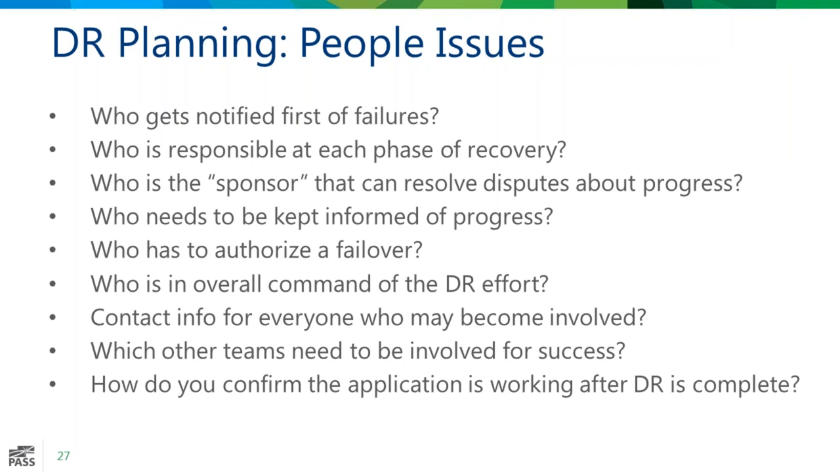Because it depends on your business, and you shouldn't be deciding, because if you make the decision yourself, you're probably going to make it wrong from the business point of view. So for example, maybe you're down and you and the other people who are working on it think, well, maybe we can figure this out in 5 or 10 minutes. But the business might say, well, we don't want you to be down for 5 or 10 minutes. If you're down for more than 90 seconds, fail over and then figure it out later. So this needs to be decided ahead of time, and then somebody has to be the one who pulls the trigger to fail over. And then also, who's in overall command of the entire DR effort?